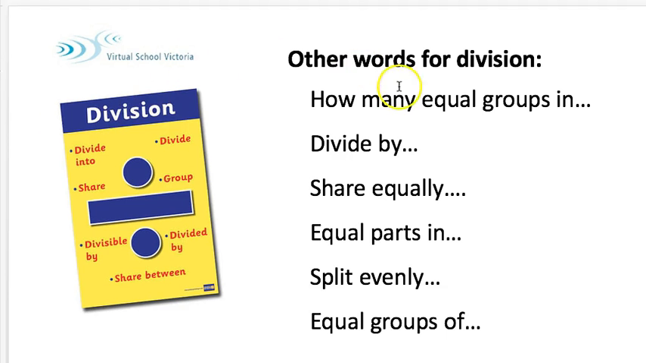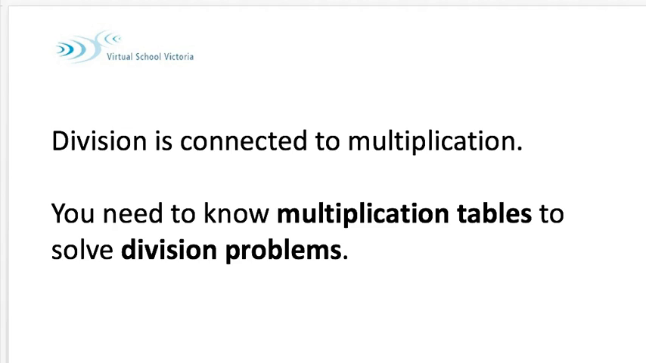One of the easiest ways of knowing if you're working with a division problem is to look at the words that help us. How many equal groups in, divide by, share equally, equal parts in, split evenly, equal groups of, share between, divide into, divisible by, divided by. All of these words indicate to us that we are working with a division sum.